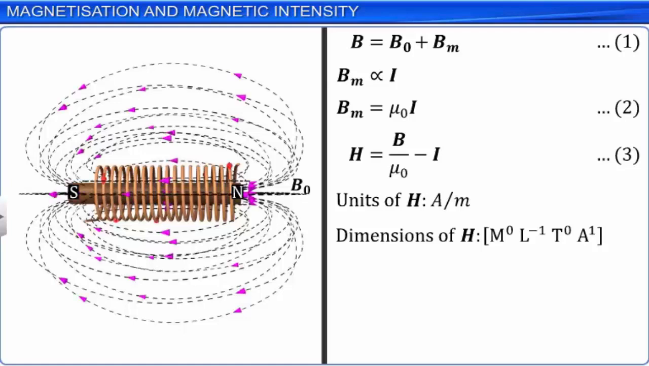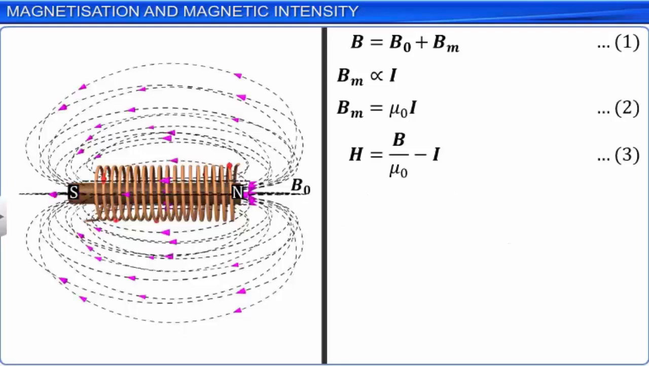M0, L-1, T0, A1. On rearranging the terms in equation 3, we get the total magnetic field inside the material B is equal to mu0 into I plus H. Let this be equation 4. Now, the total magnetic field inside the material is redefined in terms of I and H. That is, the external magnetic field applied on the material, represented by H, and the magnetic field due to the magnetization of the material, represented by I.